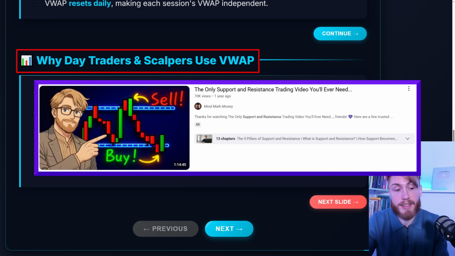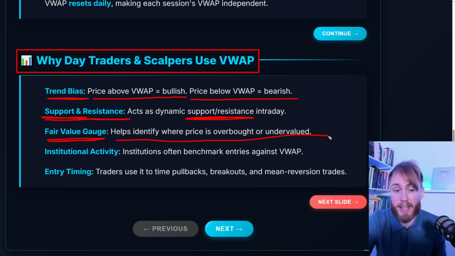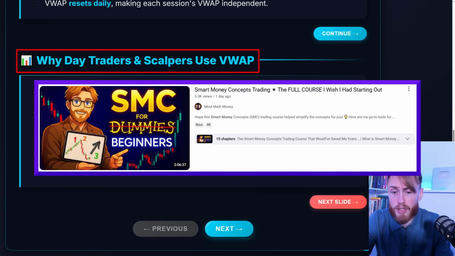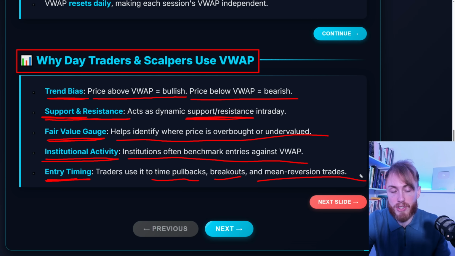But some other ways that day traders and scalpers use it is to gauge something called fair value. This helps identify where the price is overbought or undervalued. Another use case here is institutional activity. Big institutional traders, or in other words, smart money, often benchmark entries against the VWAP. You can also, last but not least, use the VWAP for entries. So traders use it to time things like pullbacks, breakouts, and even mean reversion trades.